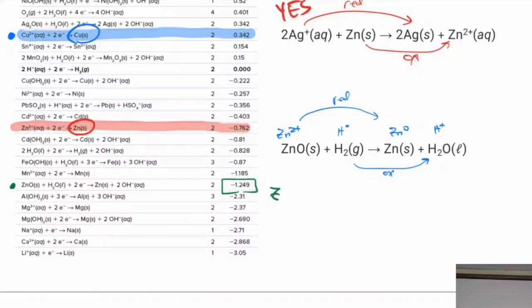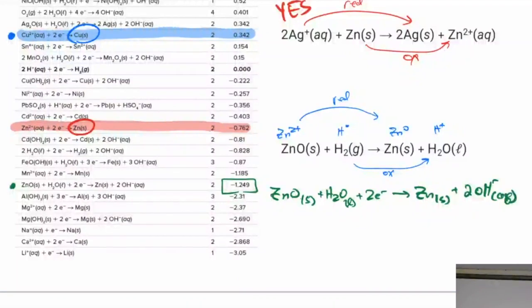So let's write that one down. Zinc oxide solid plus H2O liquid gets reduced with 2 electrons to give us zinc solid and 2 hydroxide ions in aqueous solution.